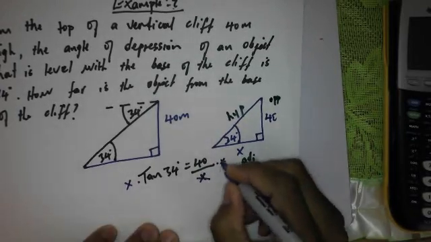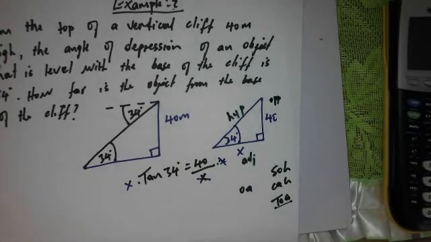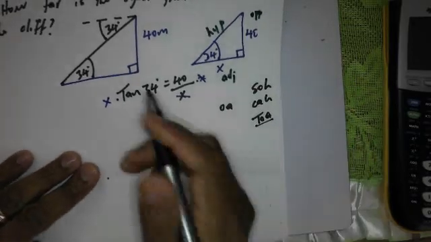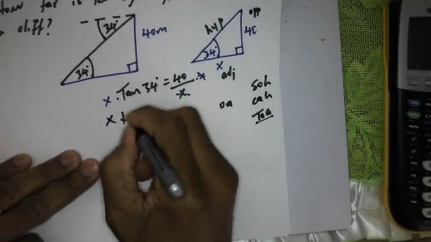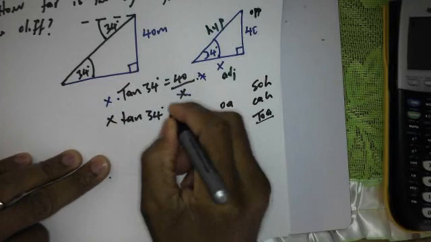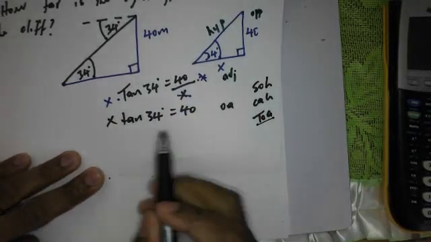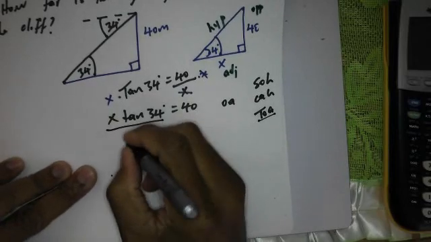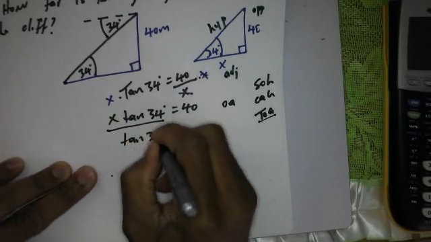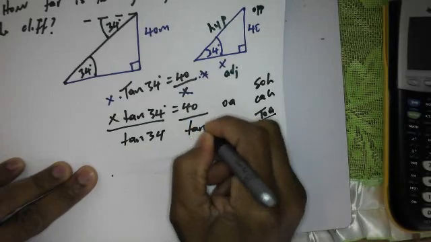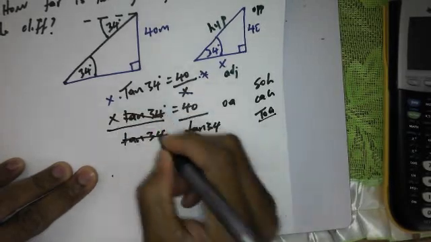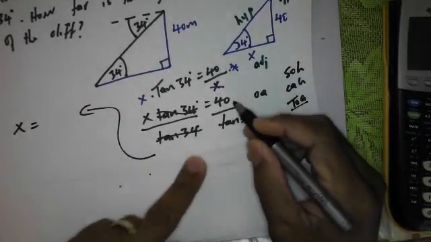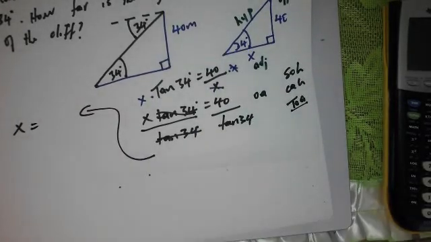And this x will take that one out from the denominator. So what I have left is x tan 34 degrees equals 40. But remember that tan 34 is a number. So I'm going to divide both sides by tan 34 degrees. Okay? And that part takes out that. So x equals 40 divided by tan 34.